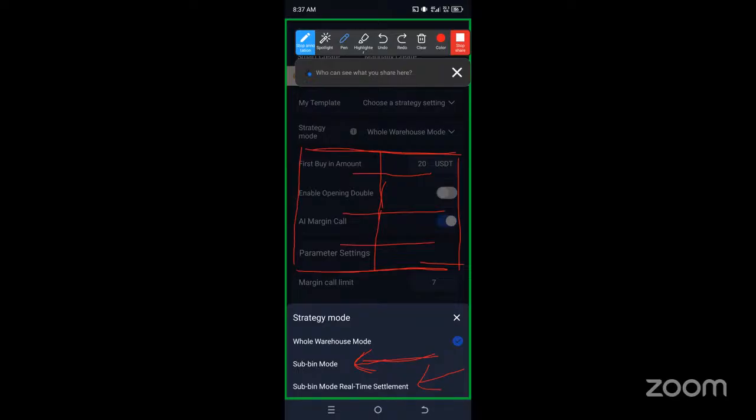But when it buys the fifth margin call and sixth margin call and seventh margin call, and you have set, of course, you have used this sub-bin mode real-time settlement, robot will be selling this margin call independently. It will sell this margin call independently. It will sell this margin call independently. But when it comes here, it will sell all of these 4 plus buying amount at the same time.